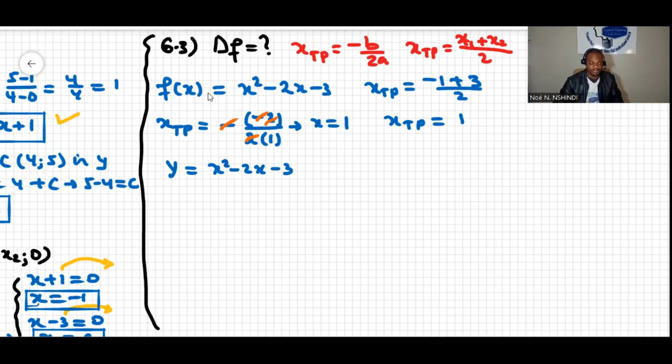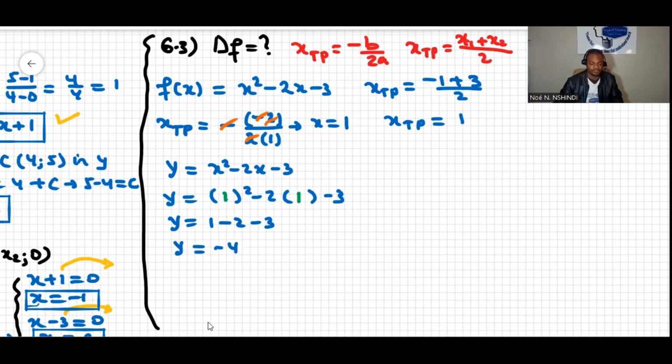And then we're going to substitute the value of x. So wherever we have x, we're going to put in 1 there, and then this will be y equal to 1 minus 2 minus 3, and then y equal to -4. Okay, I just wanted to find the turning point. So the y coordinate of the turning point is -4, and the turning point is (1, -4).